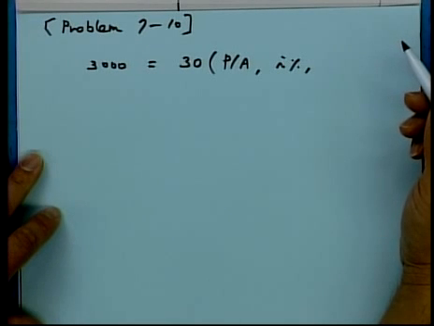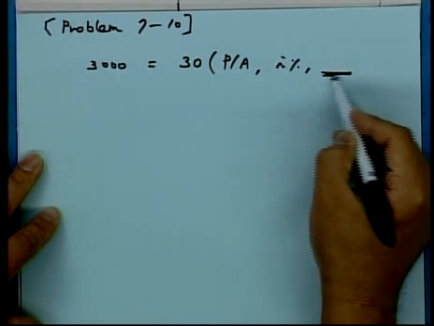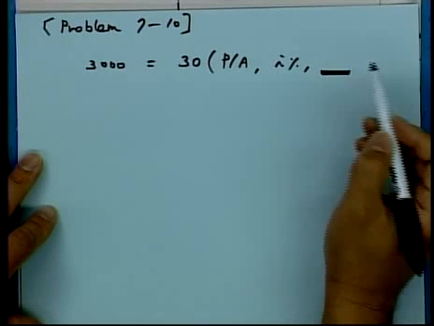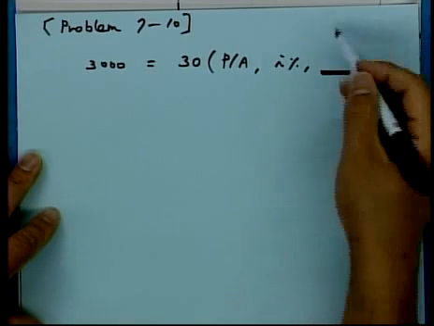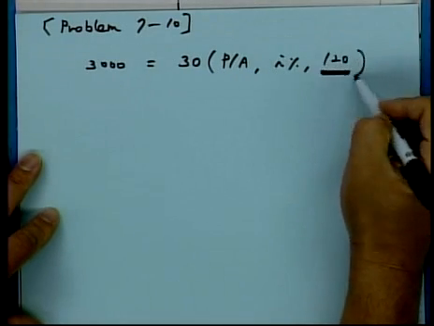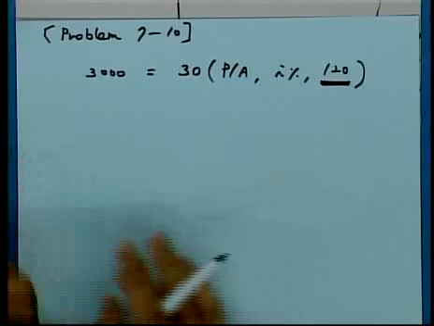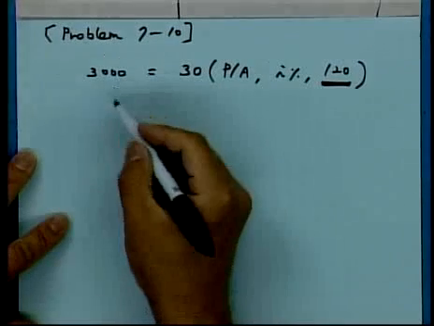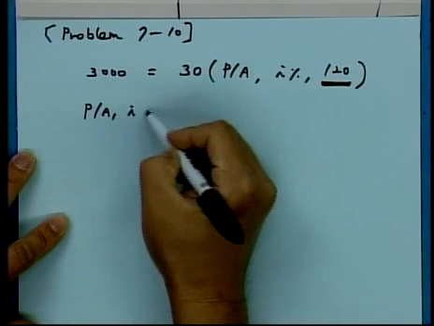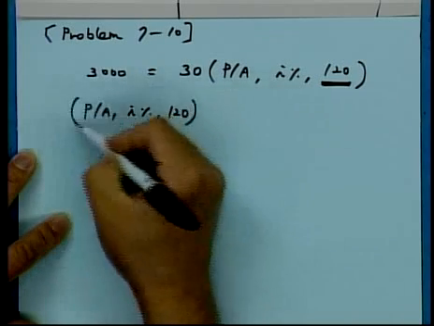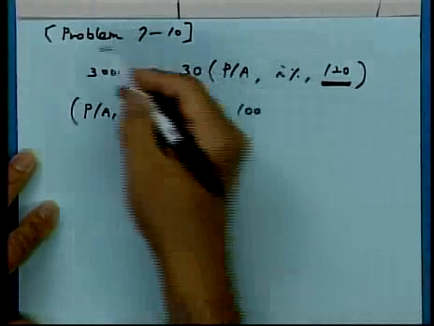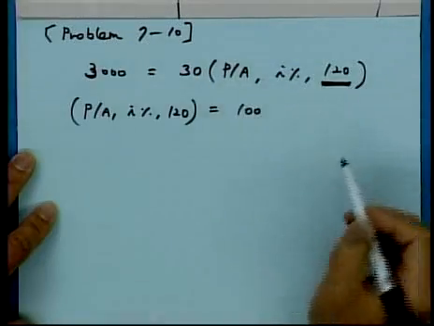Okay, so supply 30 cans a month for the next 10 years. So what would be the interest period? How many months are there in the next 10 years? 120 months, right? So we're going to use 120 as the interest period. So P given A, I percent over 120 months would be 100, right? 3,000 divided by 30 becomes 100.